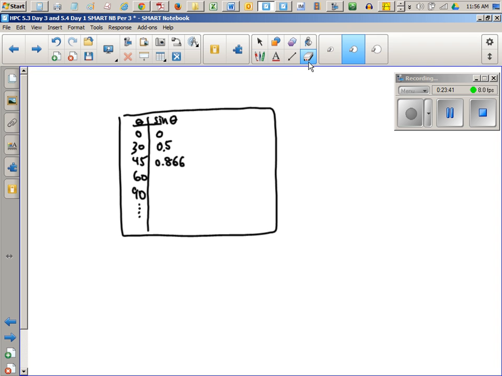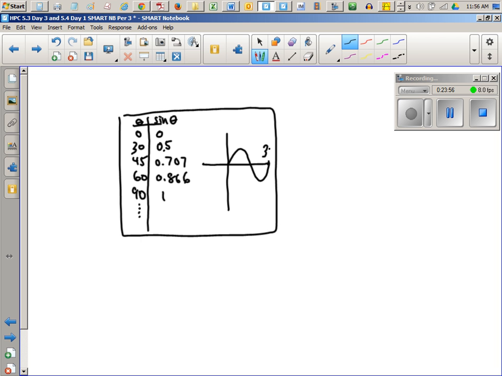Except I wrote that wrong. That's actually 0.707. The next one's 0.866. There we go. Sine 90 is 1. Go ahead and plot it out, and it would look like this. Just stop when you get to 360.